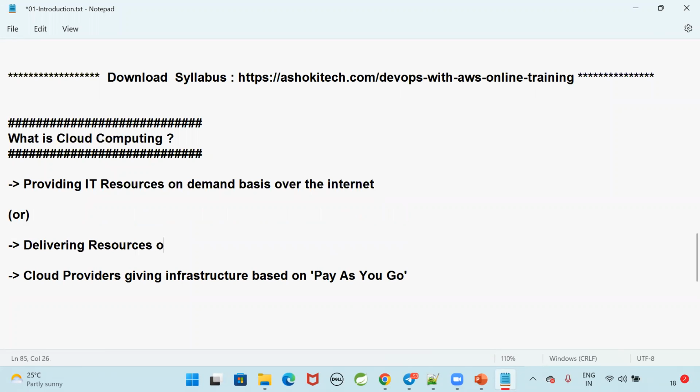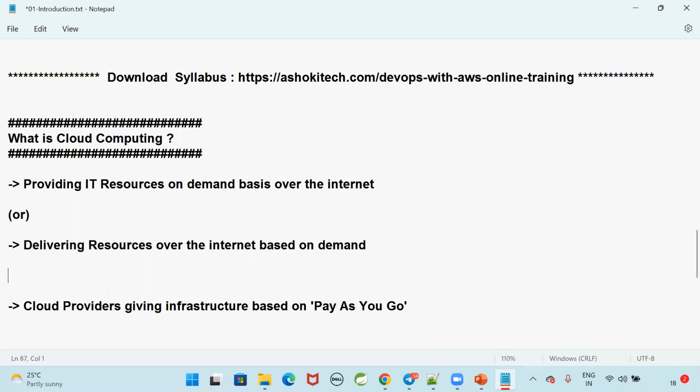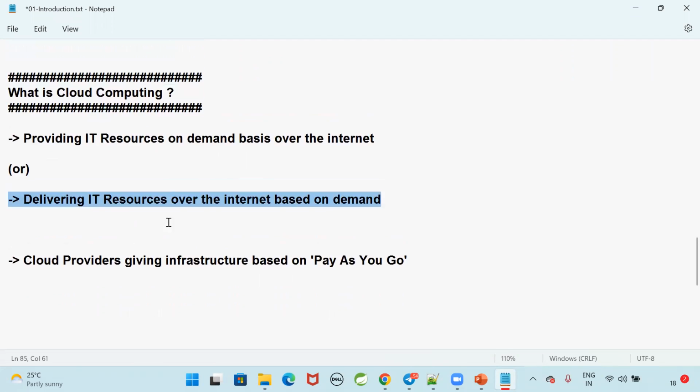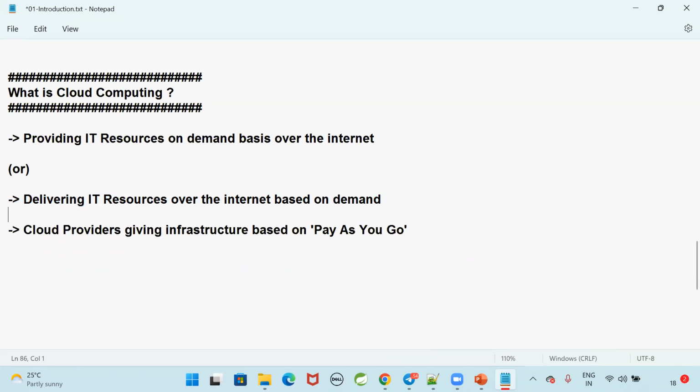Delivering resources over the internet based on demand. This is also one of the definitions for cloud computing. Providing IT resources on demand basis over the internet can be called cloud computing. How are these cloud providers giving that? Cloud providers giving infrastructure based on pay as you go.